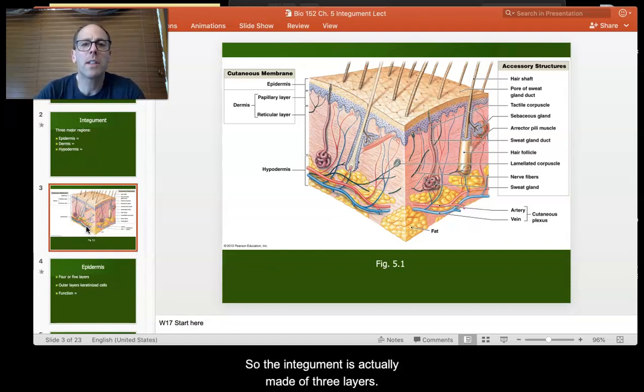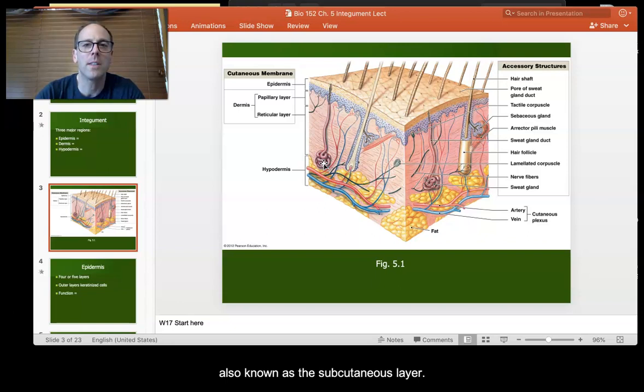So the integument is actually made of three layers. This outer layer is the epidermis. The middle layer right here is the dermis. And then the deepest layer here is this hypodermis, or it's also known as the subcutaneous layer.